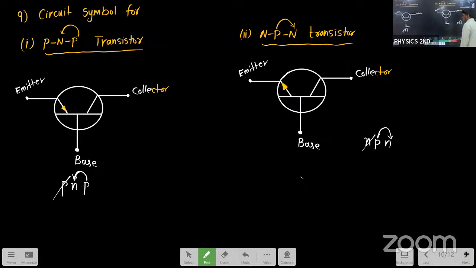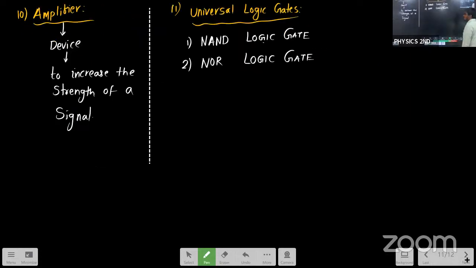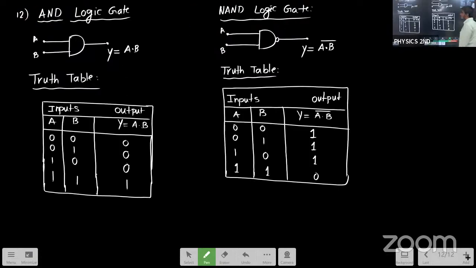How many types of transistors do we have? We have 2 types of transistor, NPN and PNP transistor. Then we discussed the amplifier. What is an amplifier? It is a device which is used to increase the strength of a signal. Next, we discussed universal logic gates. Which types of gates are called universal logic gates? NAND gates and NOR gates are called universal logic gates.